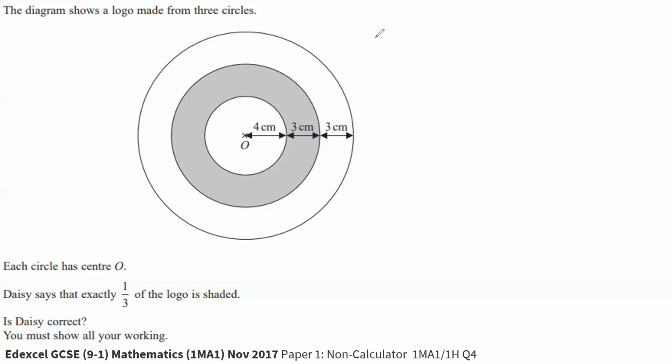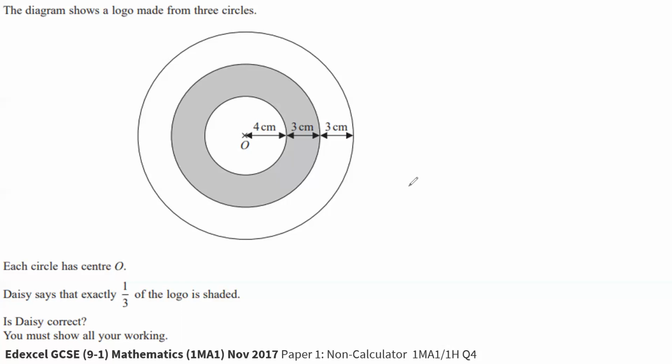Okay, so we've got 3 circles. So this is showing the diagram of the logo. We've got 3 circles, and we've been given the dimensions of each. So each circle has the centre at this point O. And Daisy says that exactly a third of the logo is shaded. And they basically are asking, is Daisy correct? And so you've got to show your working.